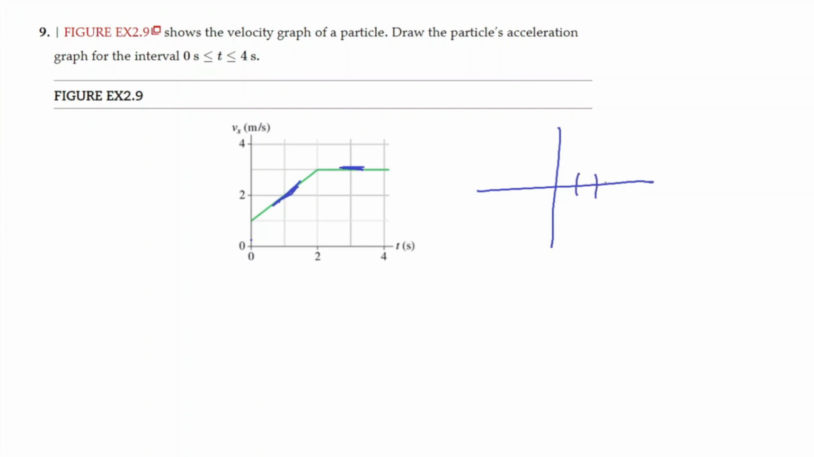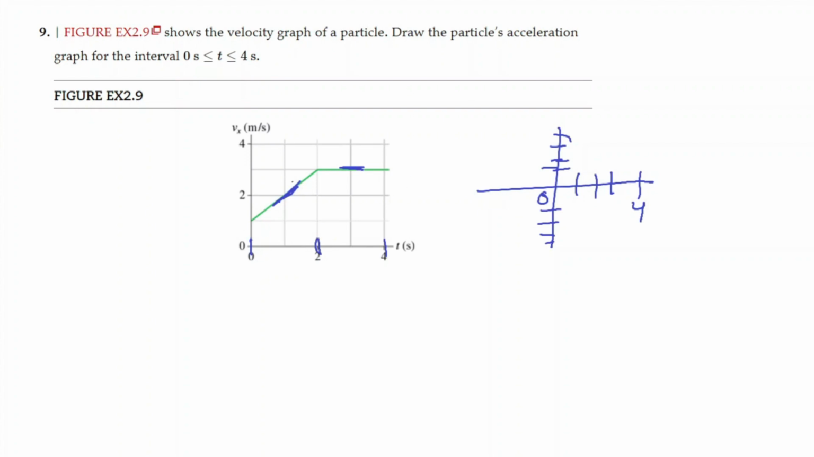So we have the interval from 0 to 4, and then now the y values will be right here. And now let's take a look at the intervals that are going to be most important. From 0 to 2, we have a straight line, and then from 2 to 4, we have a straight line. So those are the two intervals we're going to be looking at.